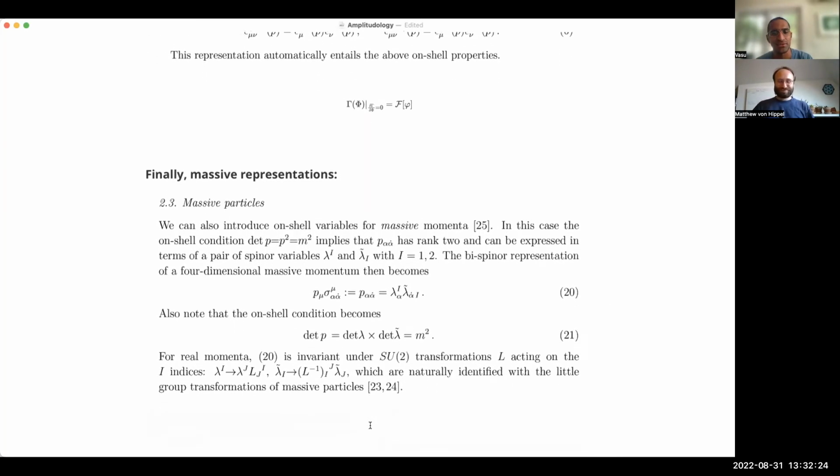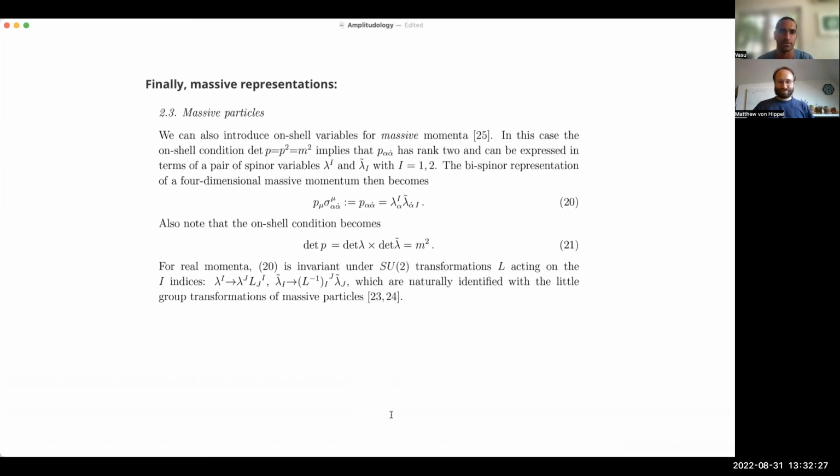But cool. Well, just one brief note about massive representations before proceeding to somewhat dynamical things. Here the first part of the story remains the same insofar as transcribing momentum vectors into these bispinors is concerned, except now the determinant isn't 0, it equals m squared. That means this object has rank 2, and so you want to express this in terms of a pair of spinors, which now have this index I. So again, we have lambda, lambda tilde, and they have this index I that runs from 1 to 2, in addition to their spinor indices alpha and alpha dot.